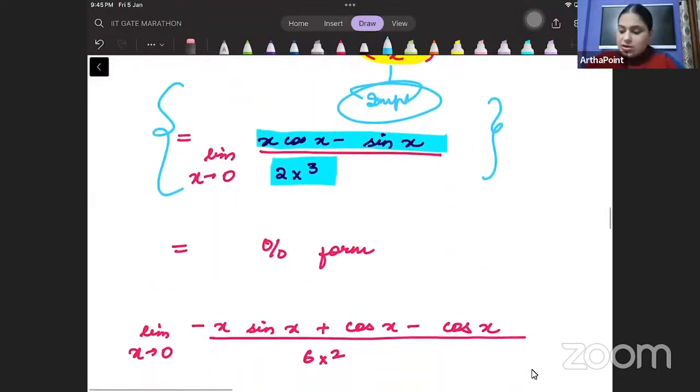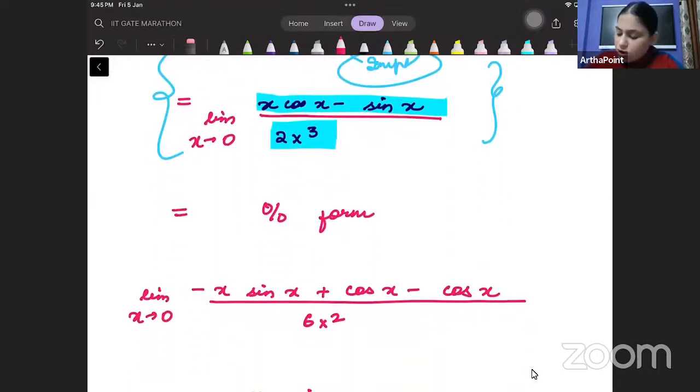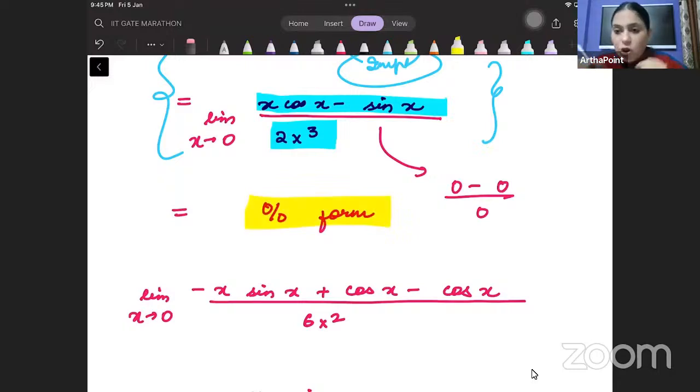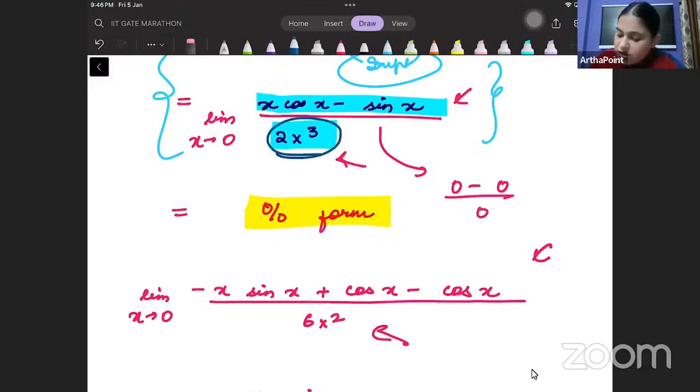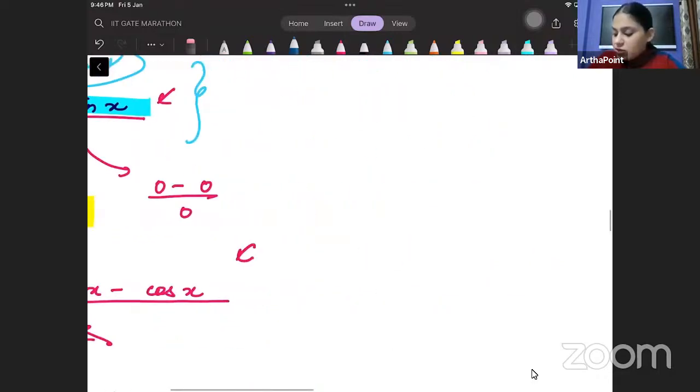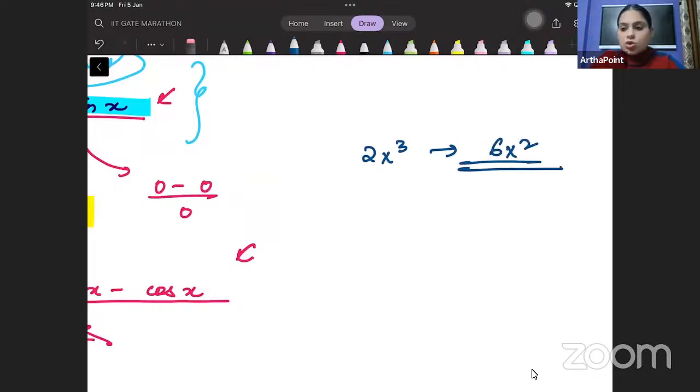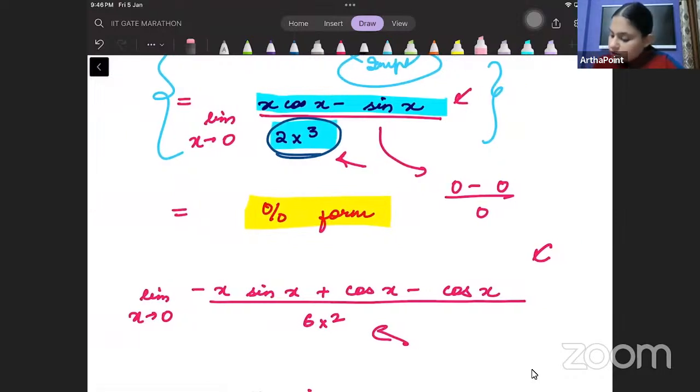Okay. Again, beta, if I put 0 here, I will get 0 minus 0 by 0. So I am still getting 0 by 0 form only in this case. Because I am getting 0 by 0 form, I will again apply L'Hopital. So you will differentiate the numerator separately and the denominator separately. What will be the differentiation of the denominator? It is 2x cube, right? So the differentiation of the denominator will be 6x square. This is what I have applied here.